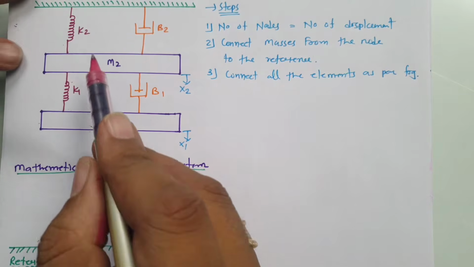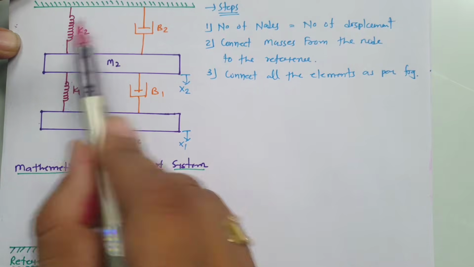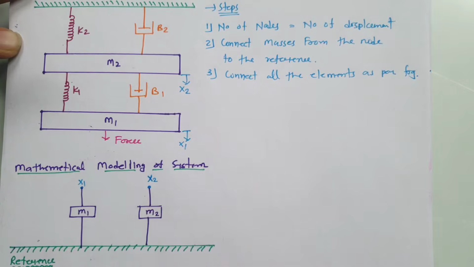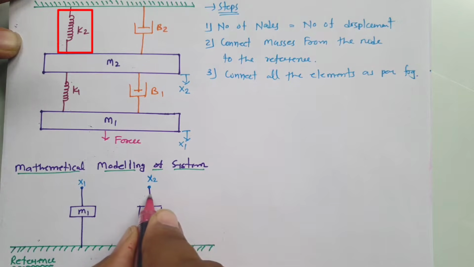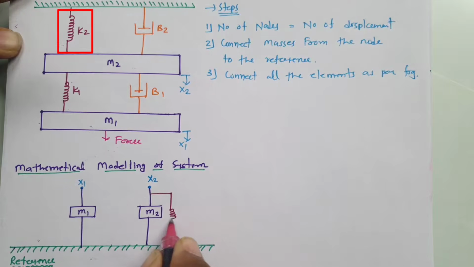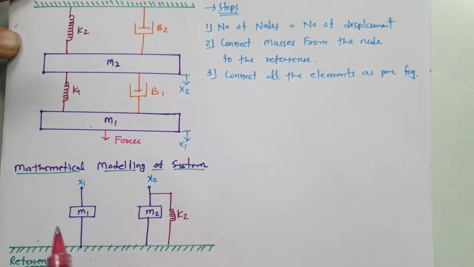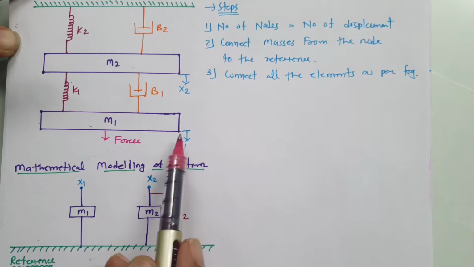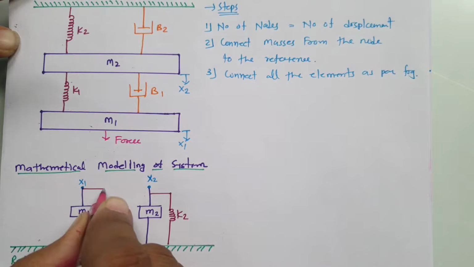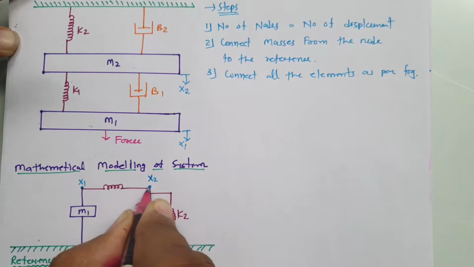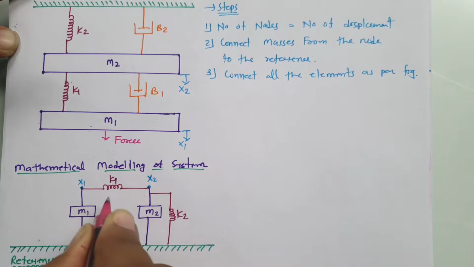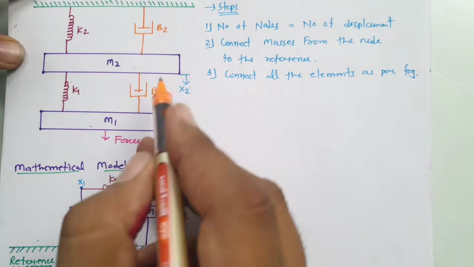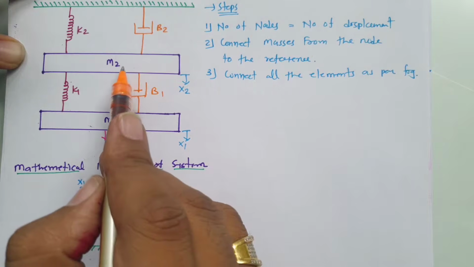You see this spring K2 is connected at the reference and at node x2. So I need to connect spring K2 from node x2 to the reference. And you see spring K1 is connected in between node x2 and x1, so I am connecting spring K1 in between node x2 and x1.